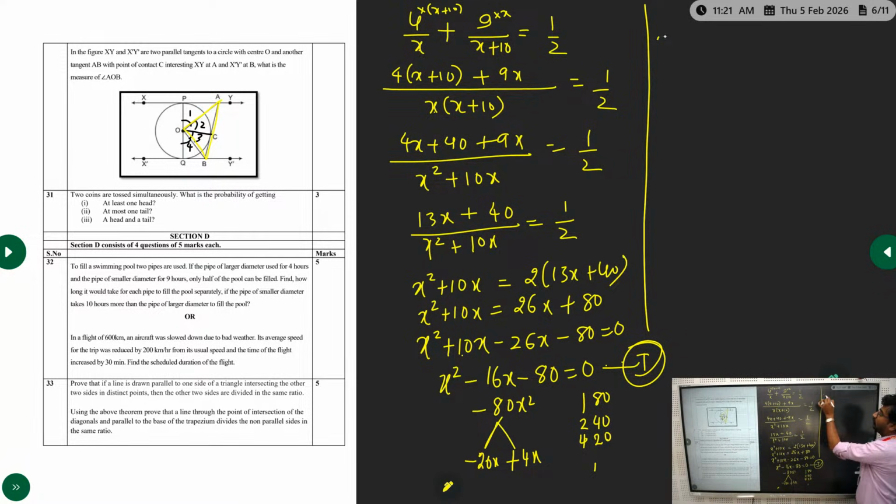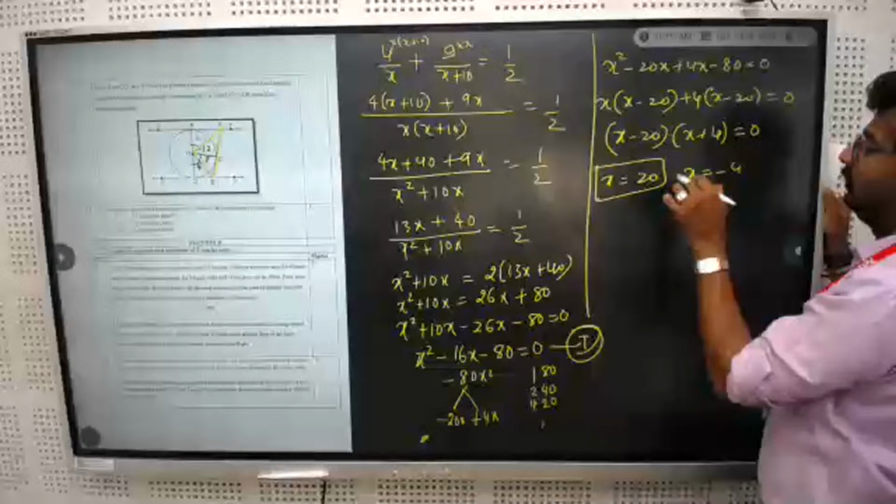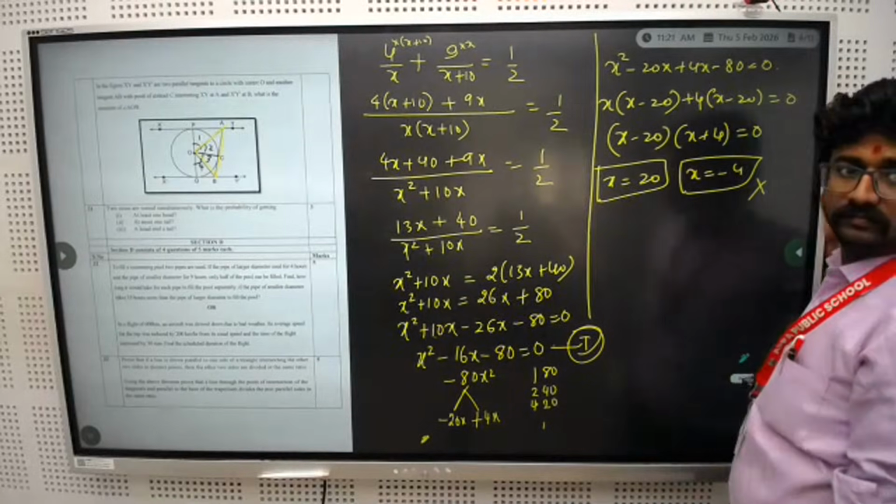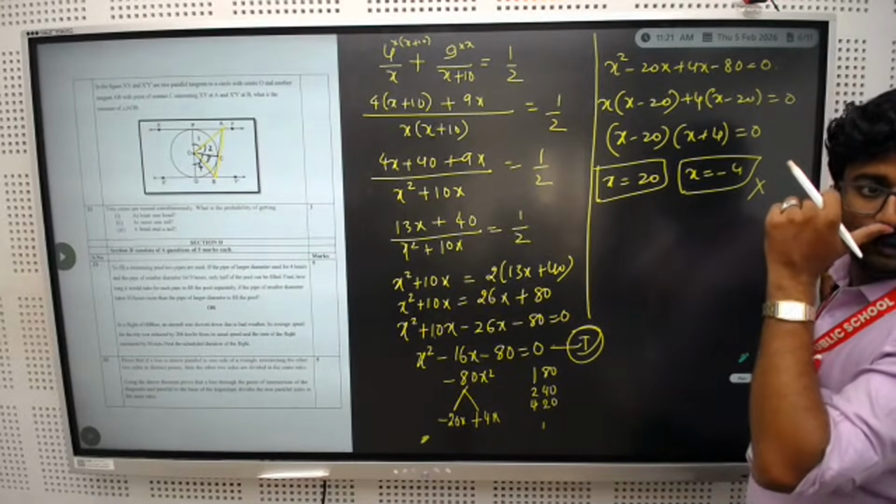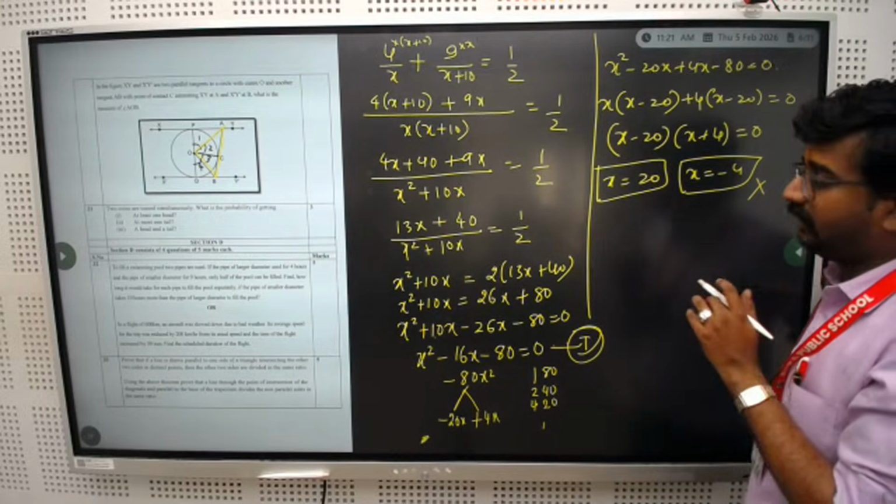x square minus 20x plus 4x minus 80 equal to 0. x is common. Minus I will not take. Why? Time will never be negative.